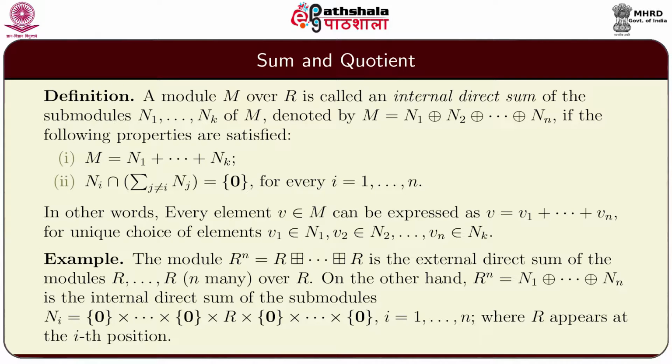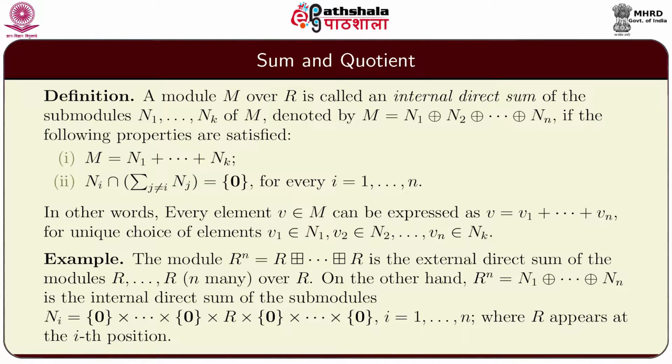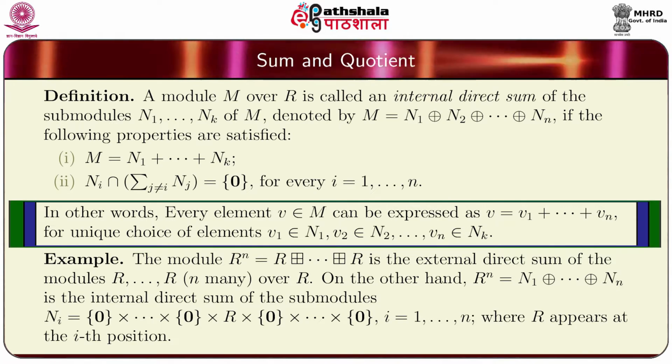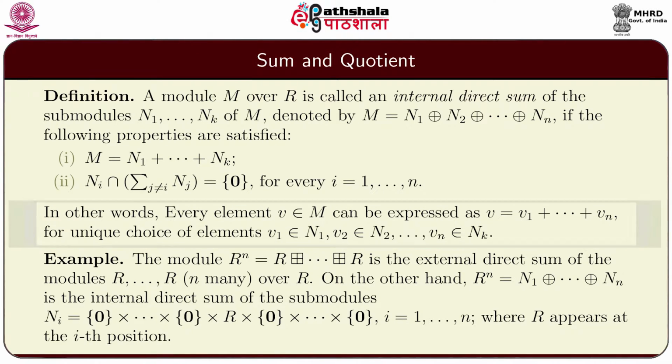Another definition: a module M over R is called an internal direct sum of the submodules N1, N2 and so on Nk of M, denoted by M is equal to N1 direct sum N2 and so on Nn. Usually we denote this symbol by circle plus. If the following properties are satisfied: 1. M is equal to N1 plus N2 plus and so on plus Nk, and 2. Ni intersection the summation of Nj, j not equal to i, is the singleton zero element of M, where this 0 is nothing but the additive identity of M. In other words, every element V in M can be expressed as V is equal to V1 plus and so on plus Vk for a unique choice of elements V1 in N1, V2 in N2 and so on Vk in Nk.